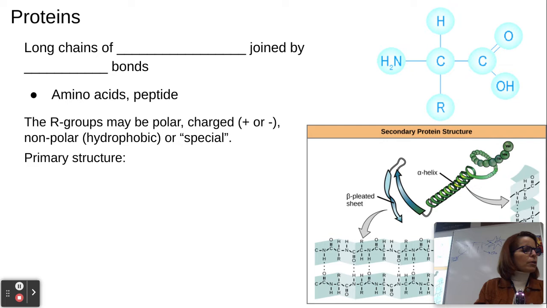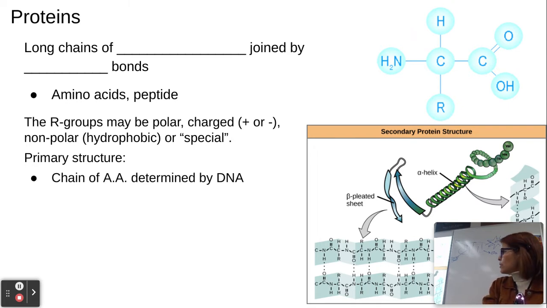And then remember that proteins have primary, secondary, tertiary, and quaternary structure. So the primary structure is the chain of amino acids, and that's what's determined by our DNA. So our DNA tells us, remember, 3 letters at a time, which amino acid. And when we mutate one of the letters of the DNA, then we might get a different amino acid. And that would change the primary structure.